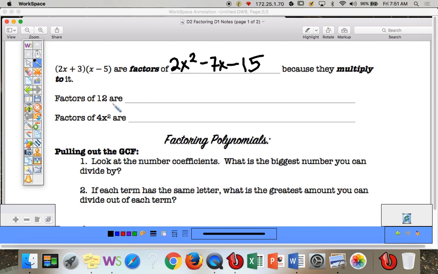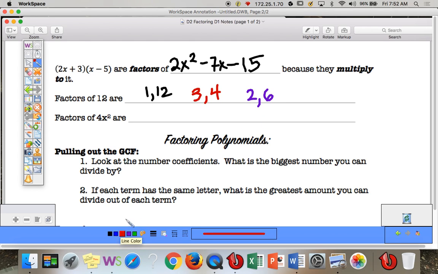Let's do an easier example. What are some factors of 12? Well, 1 and 12 multiply to 12. Also 3 and 4. 2 and 6. Also the negatives of these, so I could say negative 3 and negative 4, and so on. These are all factors of 12 because they multiply to 12.